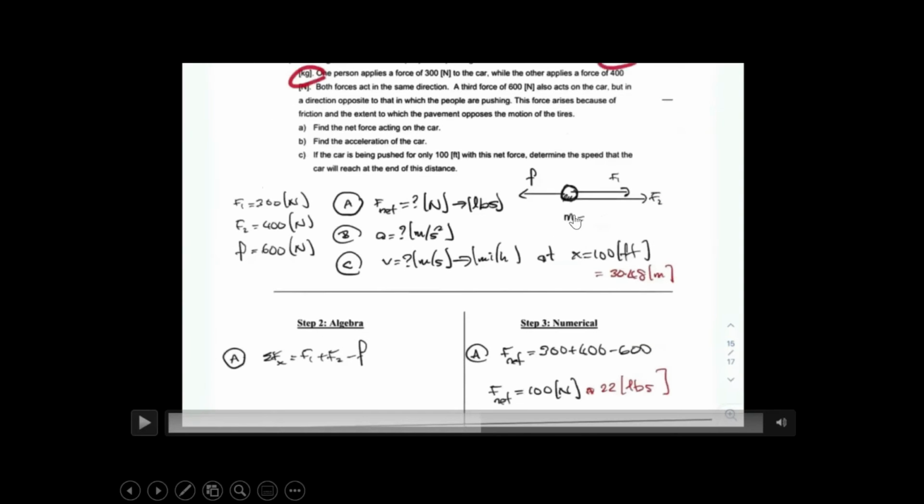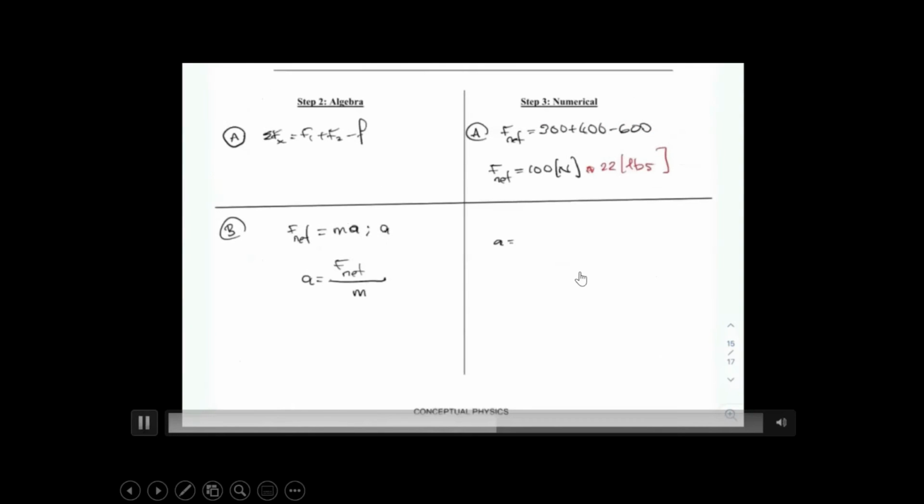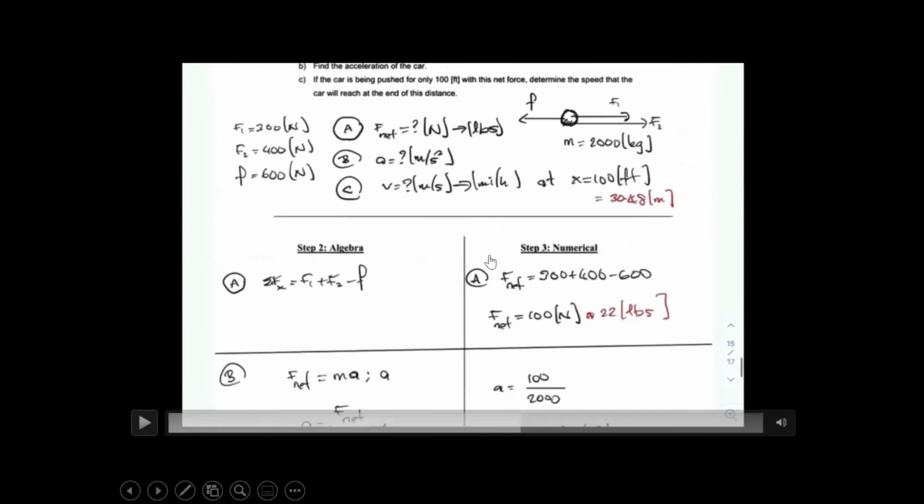All right, so mass of the car is going to be 2,000 kilograms. We got the net force, which is 100. Mass is going to be 2,000. This number divided by that is 0.05. All right, that's it. Now let's figure out the speed at this distance.